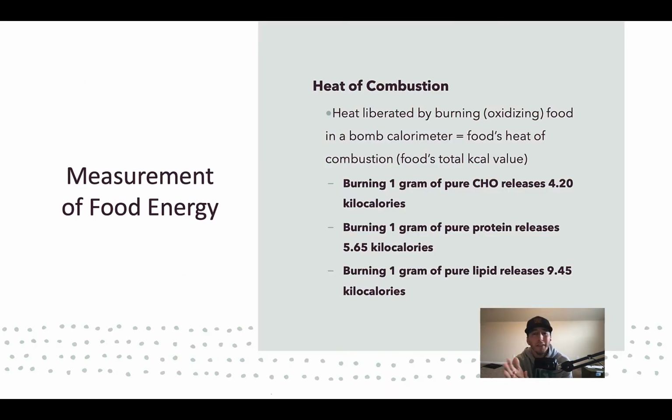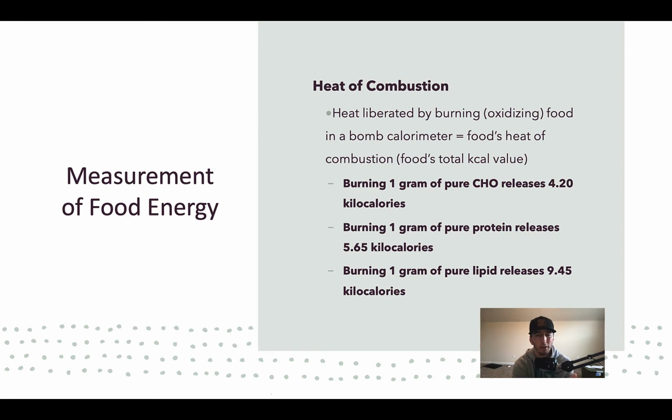So what does the heat of combustion, or the kilocalorie measure of foods, look like? If you look at this text, you'll notice that some of these don't exactly look like the numbers that you would see on the back of a nutrition facts label, where 1 gram of carbohydrate is equal to 4 calories, 1 gram of protein is equal to 4 calories, and 1 gram of lipid is equal to 9 calories. What you notice is that they're quite a bit different, right? 1 gram of carb actually releases 4.2 kilocalories. 1 gram of protein releases 5.65, and 1 gram of lipid releases 9.45. So some of them are more off than others.